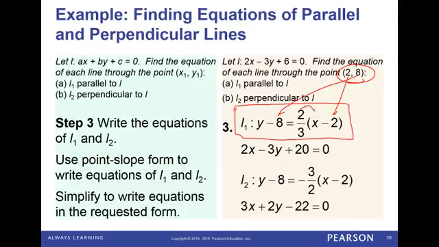Alright, if you distribute this into here, they did not leave much room over there, so I'm going to finish off the problem right here. So we got y minus 8 is equal to 2/3 times x minus 2. All we do is multiply that in, which gives us 2/3 x minus 4/3.